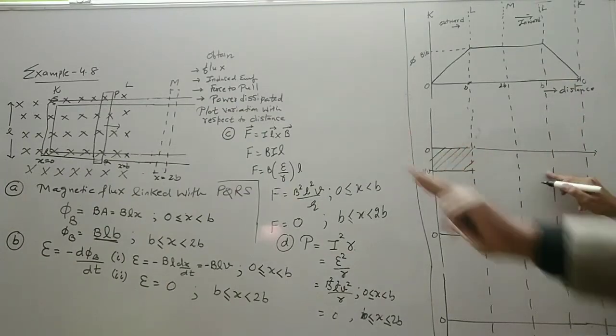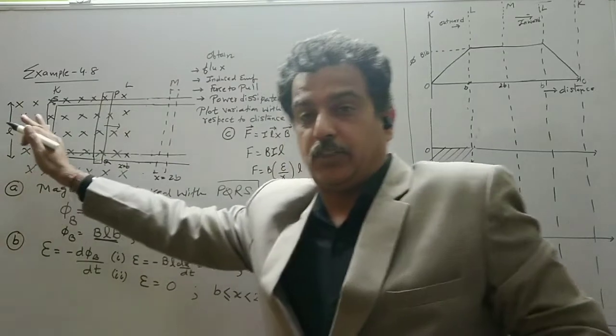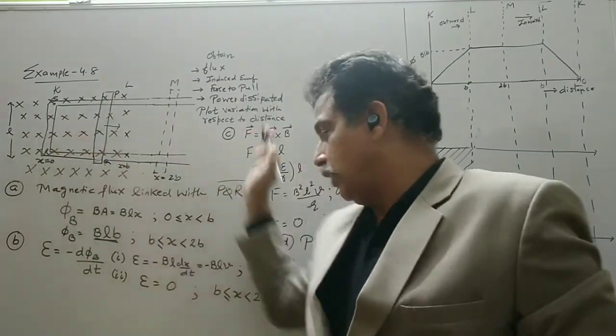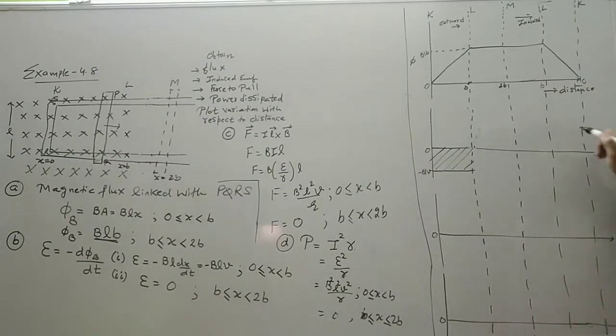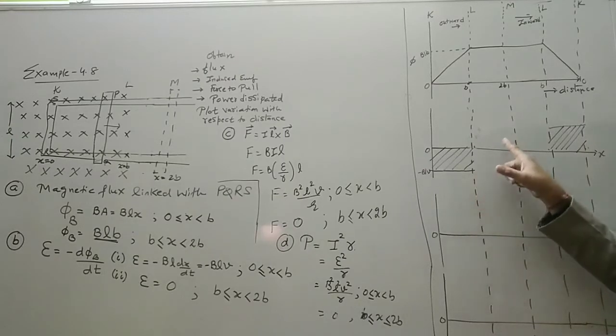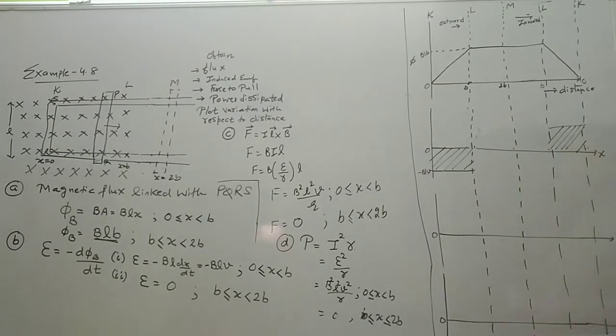Then we are moving in the opposite direction. When you were moving outward, it was a minus sign. When you move inward, it should be a positive sign, with the same value. So the graph is constant for this much. This is again distance x, with points B, 2B, B and 0. So this is how the EMF is induced: negative, 0, 0, then positive inward.